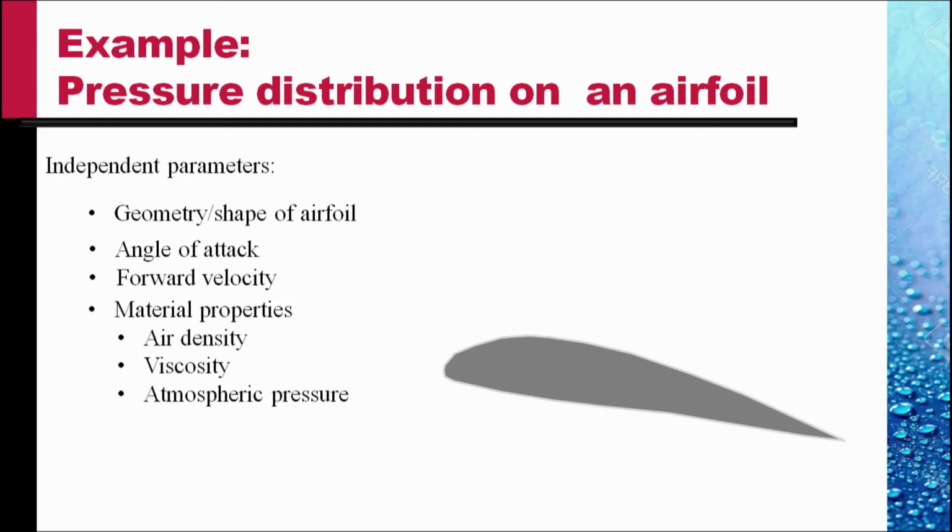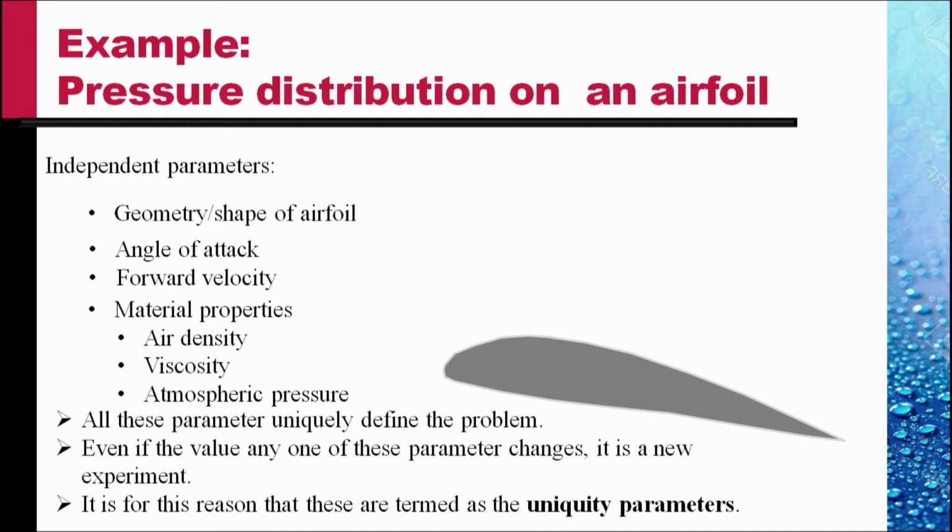There are other independent parameters which include material properties such as air density, the viscosity of air, the pressure of atmosphere around the airfoil. These are all parameters. For a given problem, each one of them has one value. And all these parameters uniquely define a problem.